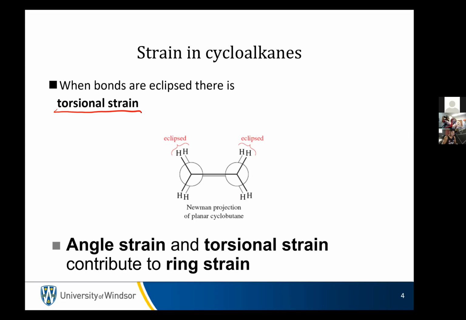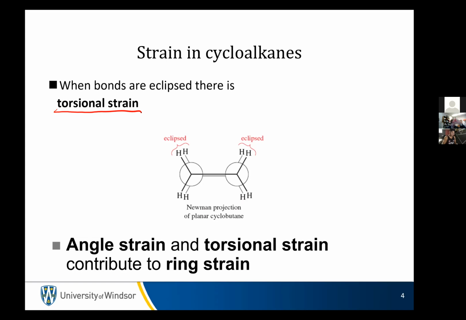They really almost want to be eclipsed. They don't really have much freedom here. And so this is torsional strain. It's because the substituents, the atoms attached to this carbon and the atoms attached to this carbon, they're in line with each other and they're eclipsing each other. And that's unfavorable. So that's the torsional strain we're talking about here.